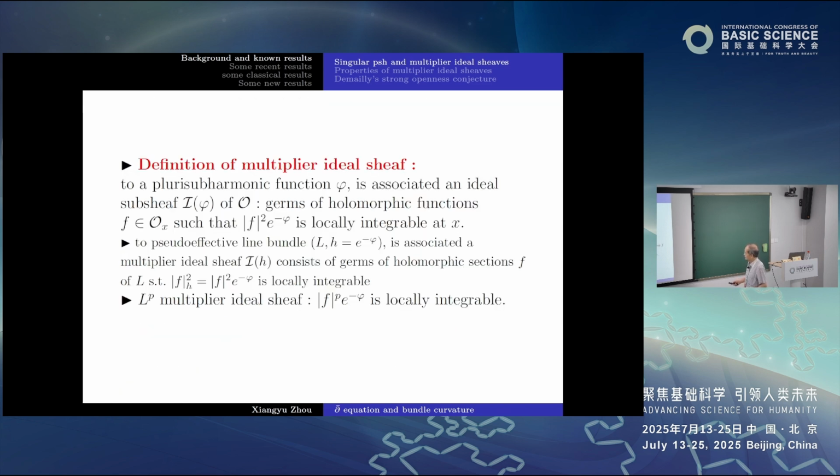Another invariant is the so-called multiplier ideal sheaf. Given a pluri-subharmonic function, we have an ideal subsheaf which consists of germs of holomorphic functions such that this function is locally integrable. Of course, you can define the multiplier ideal sheaf associated to a pseudo-effective line bundle, with a singular metric where phi is just pluri-subharmonic. And replacing 2 by p, you can get the L^p multiplier ideal sheaf.